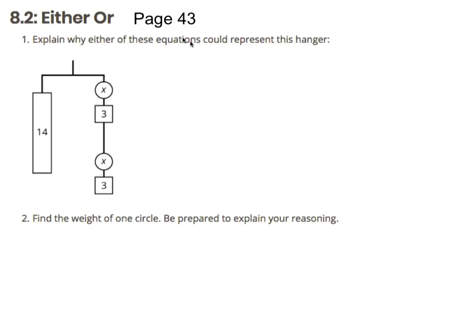Alright, so hangers for quantities. Let's see this example here. On page 43, section 8.2, explain why either of these equations could represent this hanger. I actually deleted the equations there and I want us to create the equations. So here's a hanger. I want to create the equation from this hanger.